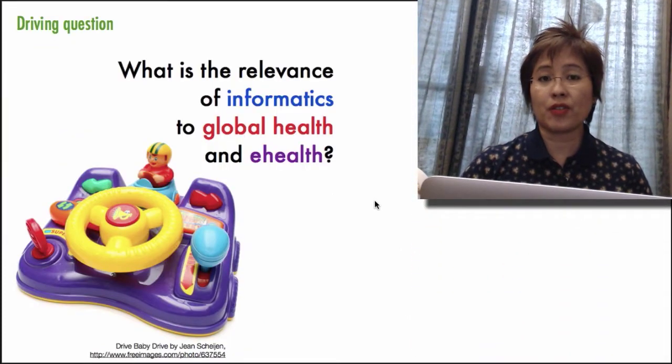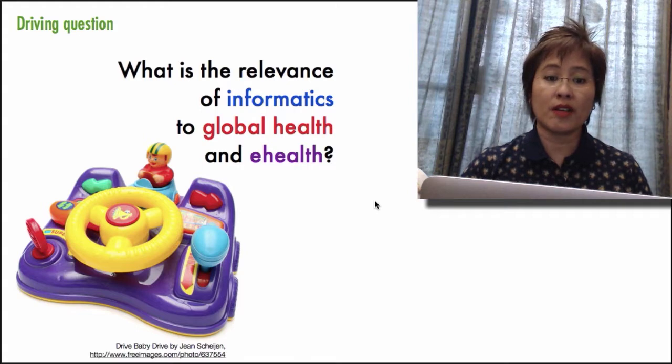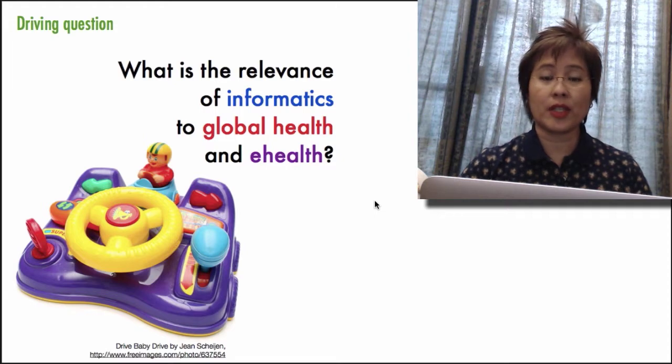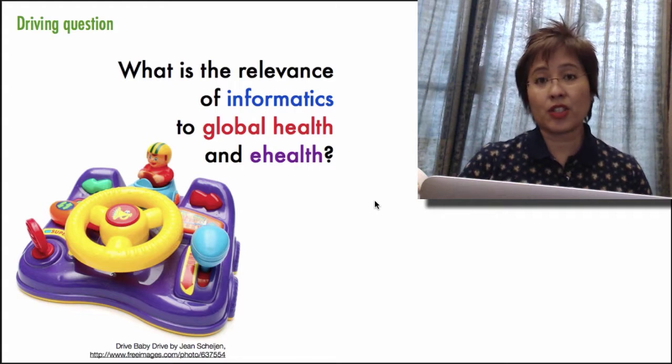Our driving question for this week is, what is the relevance of informatics to global health and e-health? Begin with answering some directed questions. What is informatics? What is global health? And what is e-health? I've put together a list of resources for you to check out and answer these questions adequately.